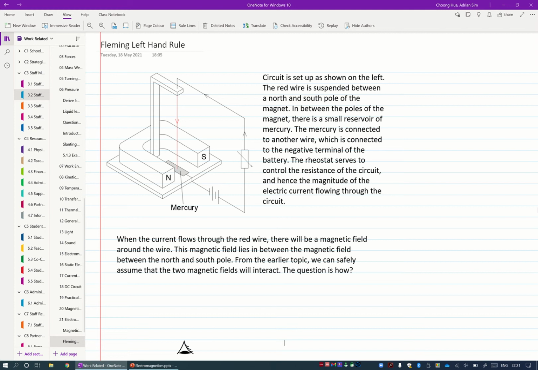Now, we started out the chapter with introducing to you the right hand grip rule, where the thumb follows the direction of the current and the four fingers follow the direction of the magnetic field. And then we went on to explore the interaction between two magnetic fields of two different currents, whether they are in the same direction or whether they are in the opposite direction.